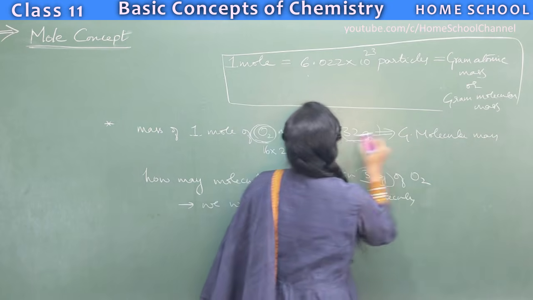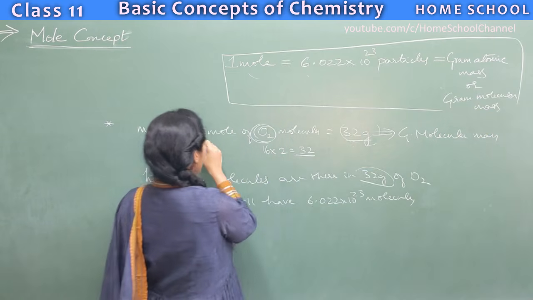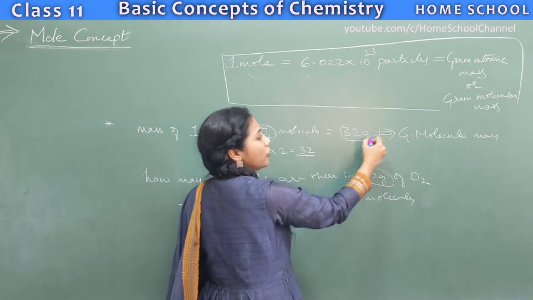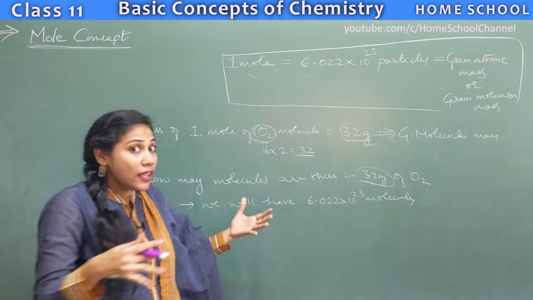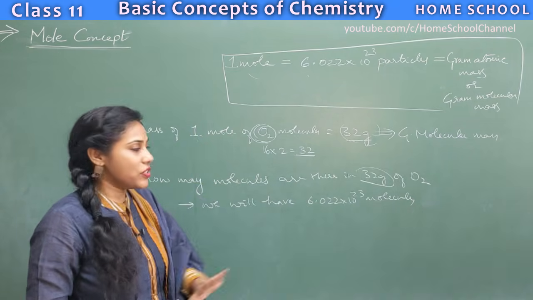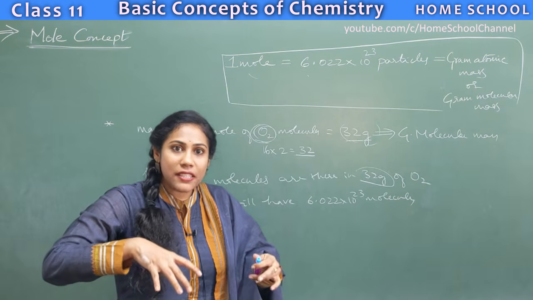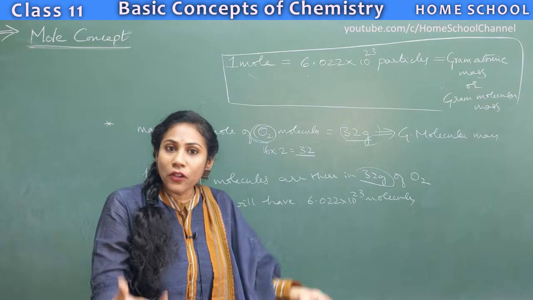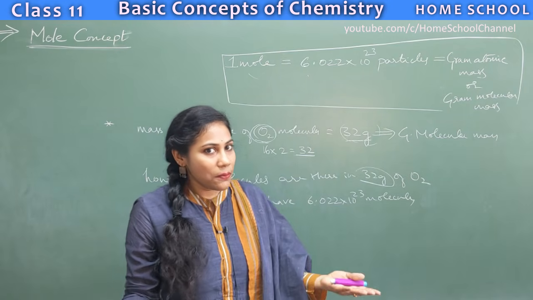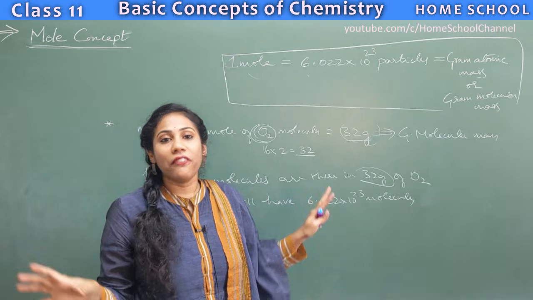So the mass of 1 mole is always equal to gram molecular mass. That is what I asked you. Mass of 1 mole of oxygen molecules, its molecular mass is 32. It is 32 grams. Or the question can be this way also: how many molecules are there in 32 grams of oxygen? 32 is what? Gram molecular mass. Gram molecular mass is what? Mass of 1 mole of oxygen molecules. 1 mole means what? 6.022 into 10 power 23 oxygen molecules, right? So this way, they may ask you different types of questions here.